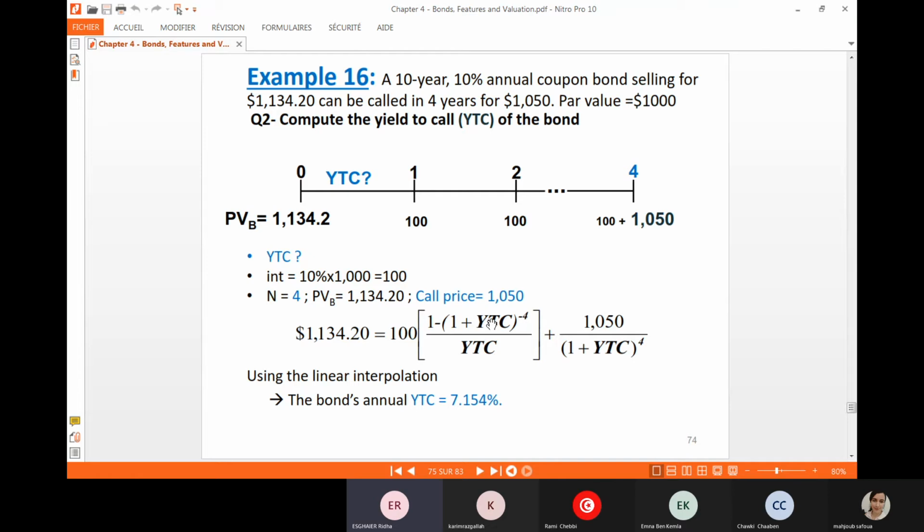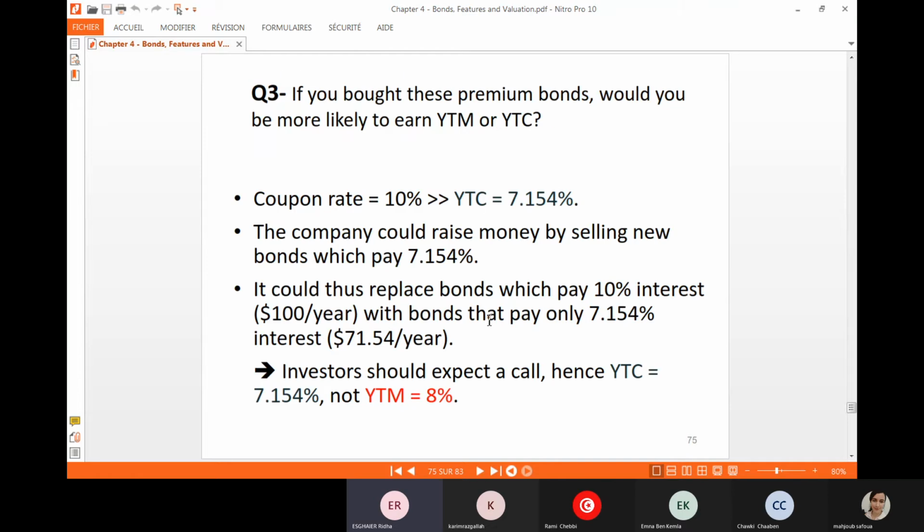Here, the question is, if you bought these premium bonds, because this bond is a premium bond, its price is higher than its par value because the coupon rate is higher than the yield to maturity and then the market interest rates. Would you be more likely to earn the yield to maturity or the yield to call? Of course, if you buy a premium bond, the probability that this bond will be called by the issuer is high.